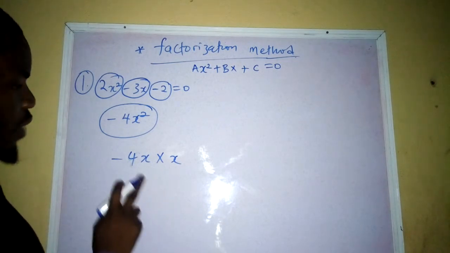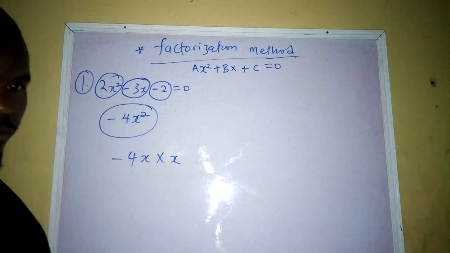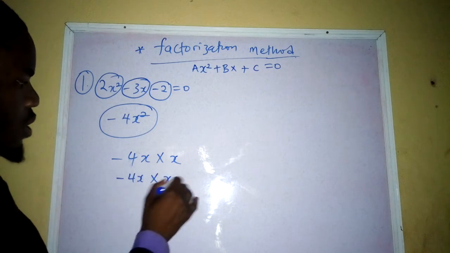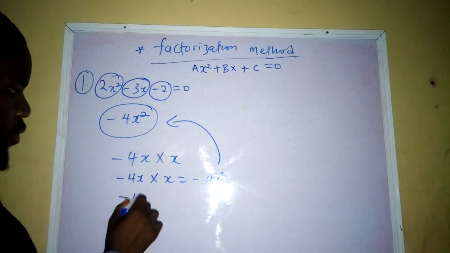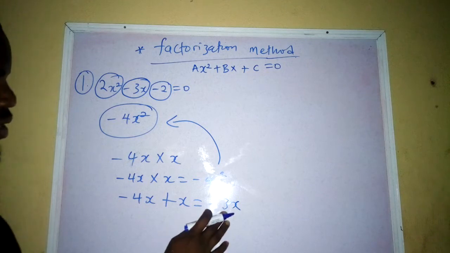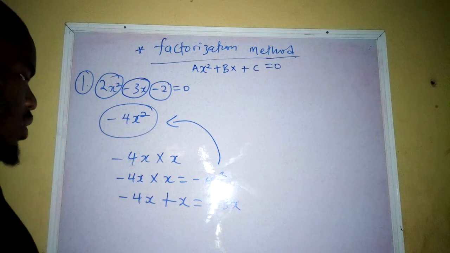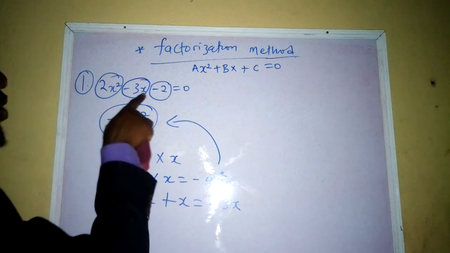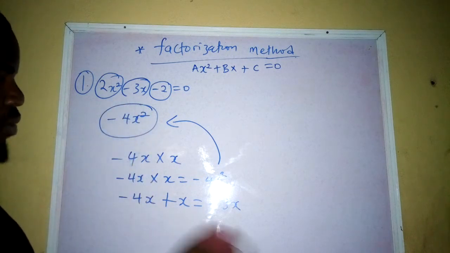This is what we need. Because how do I know? If I multiply this and this, I'll have negative 4x squared. But if I add it, I'll have the center term, right? So we have minus 4x times x, we'll have negative 4x squared, which matches this. Then if I have minus 4x plus x, it will give us negative 3x. So these are the factors because they satisfy the condition stipulated. So what we are going to do next is to represent this middle term by those two factors, minus 4x and x. Then we simplify.